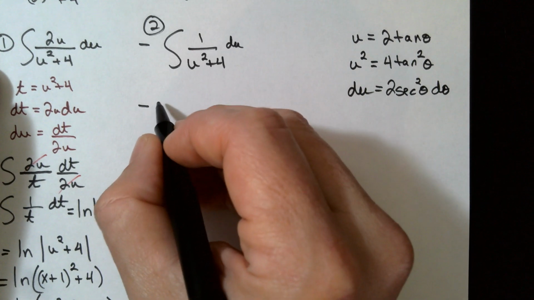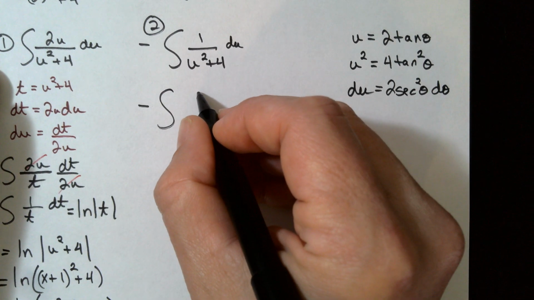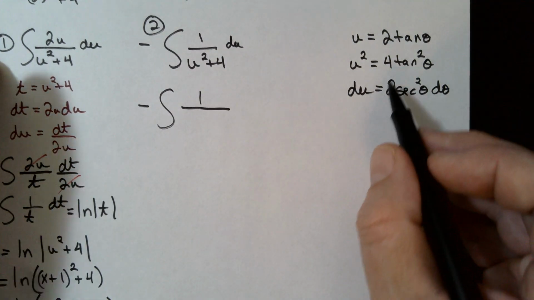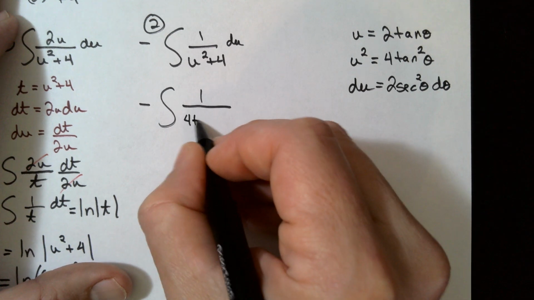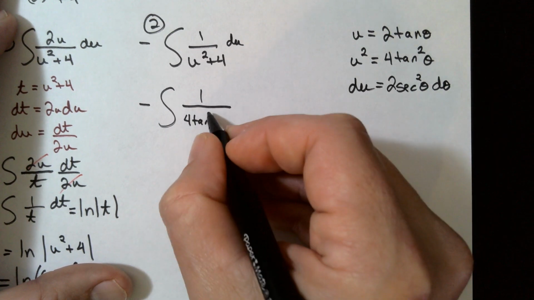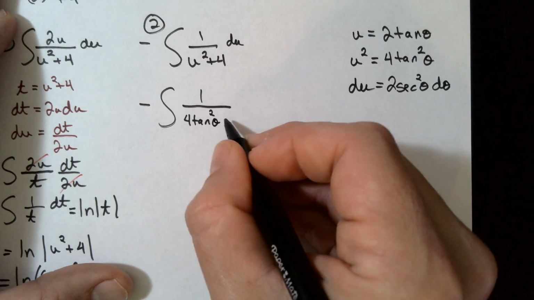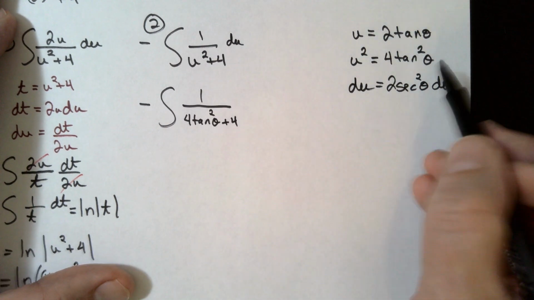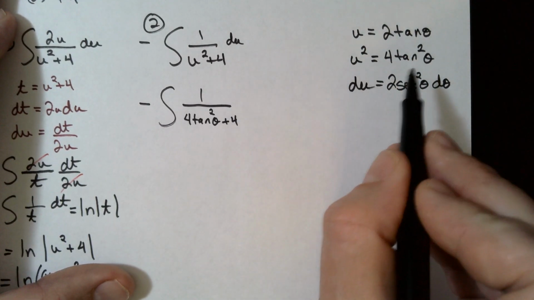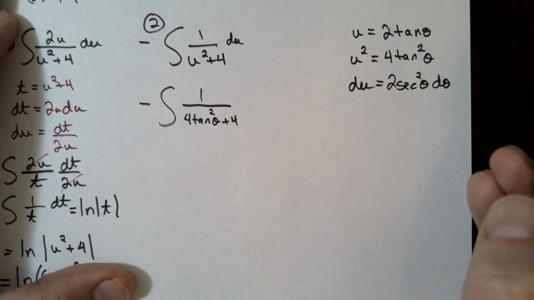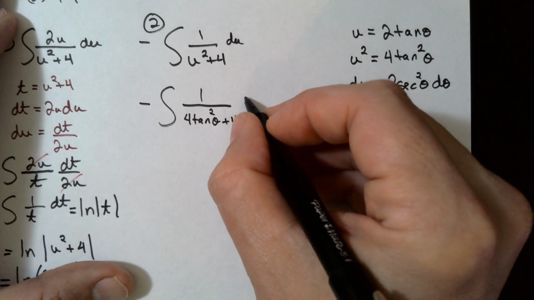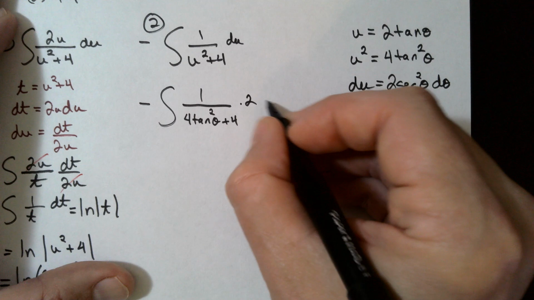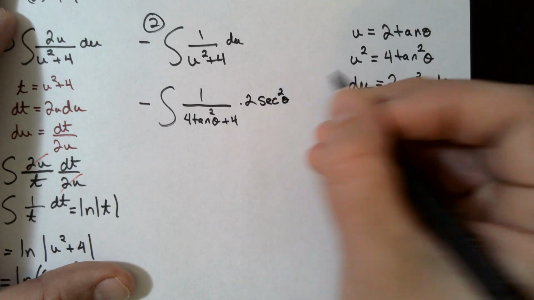So I'll do this substitution. 1 over, and the u squared is 4 tangent squared theta, so 4 tangent squared theta plus 4. I don't need to square it because I already did it here, right? The u squared was already squared here. Okay, and then the du is equal to 2 secant squared theta d theta.